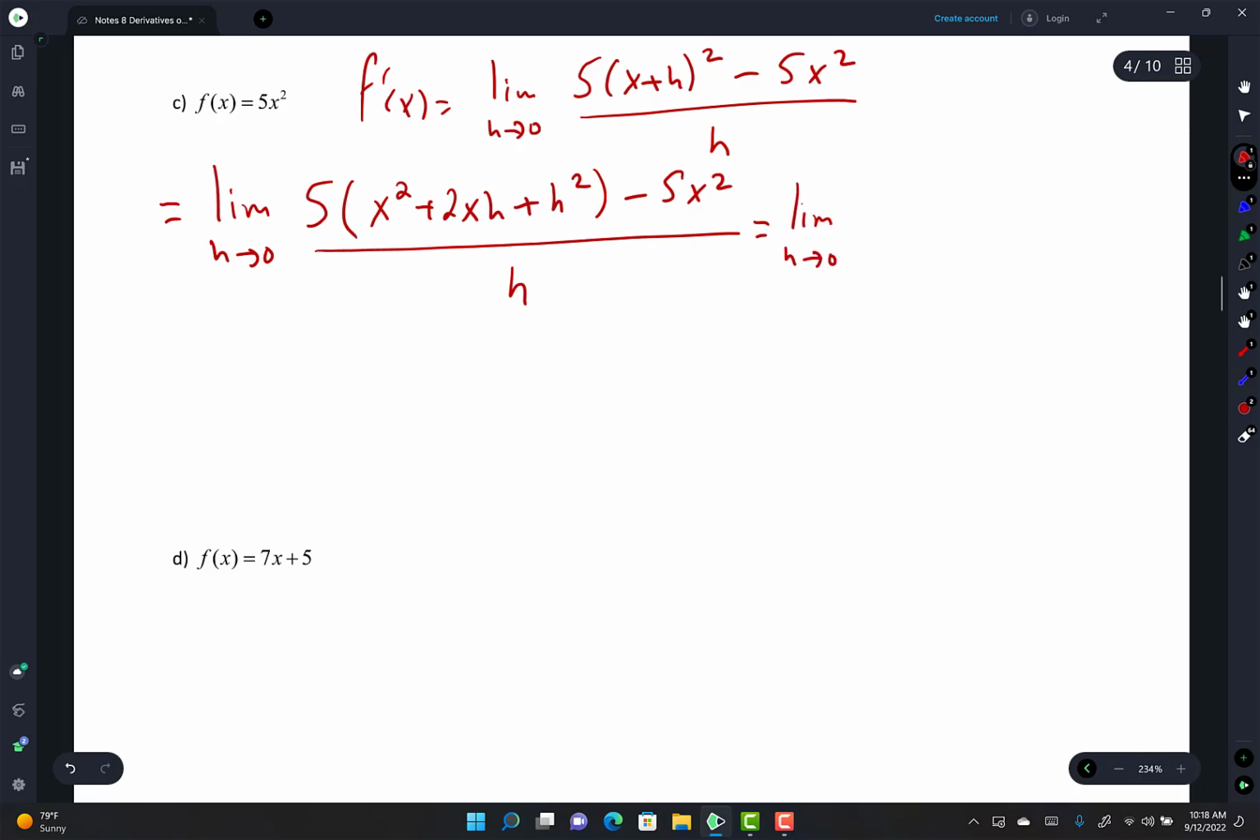Limit as h approaches 0. I'm going to distribute that 5 there. You'll catch up. I'll slow down right here. Let me just do this. Okay.